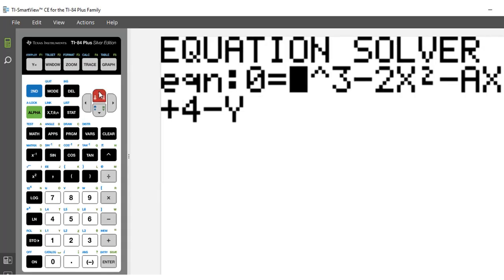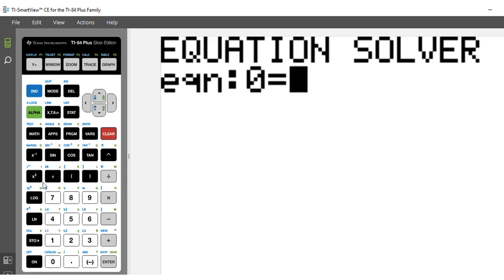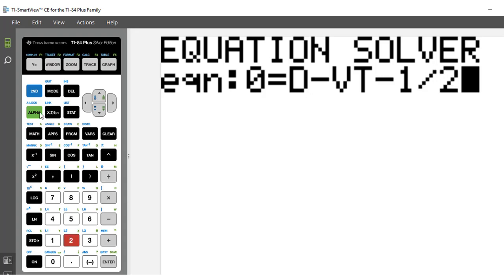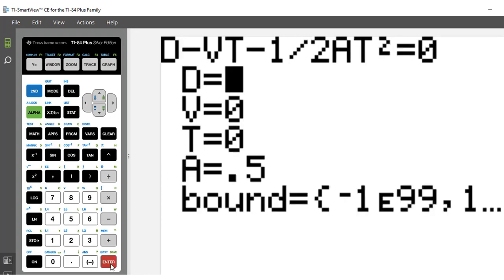We go to this equation solver, then we clear. We need to put alpha d minus alpha v alpha t, then minus 1 divided by 2 alpha a alpha t squared. Then I press enter.